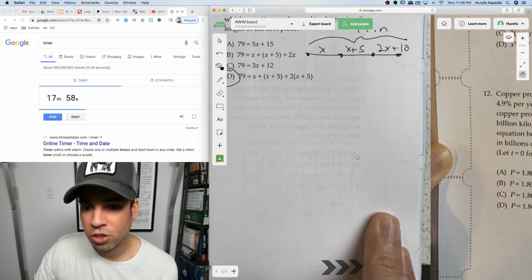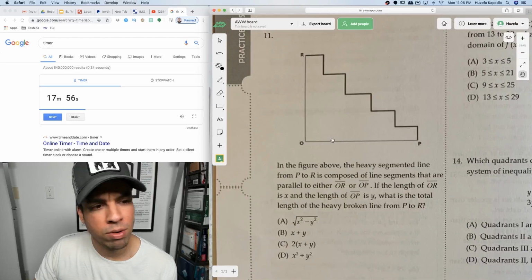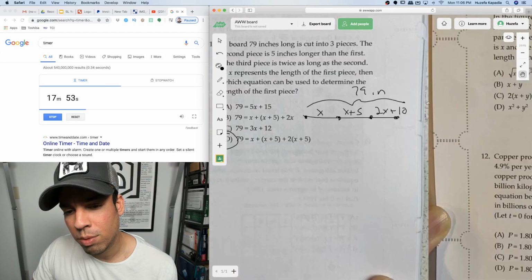Yeah, I'm just making sure I didn't make any mistakes. All right, 10. Halfway done. 11. In the figure above the... Wait, did I do 10? Yeah.